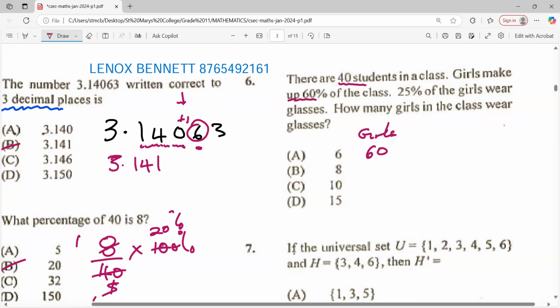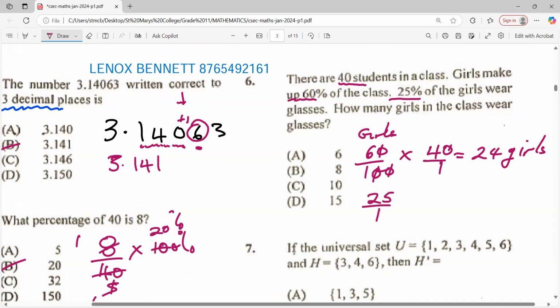Since girls are 60%, that's 60 out of 100 times the 40. That will give us the total number of girls. So 6 times 4, 24 girls. So we are considering 24 girls in total. And it says out of those 24 girls, a quarter or 25%. So we need to find 25% of the 24. This into this goes 4 times, 4 times 6. So 6 girls wear glasses.